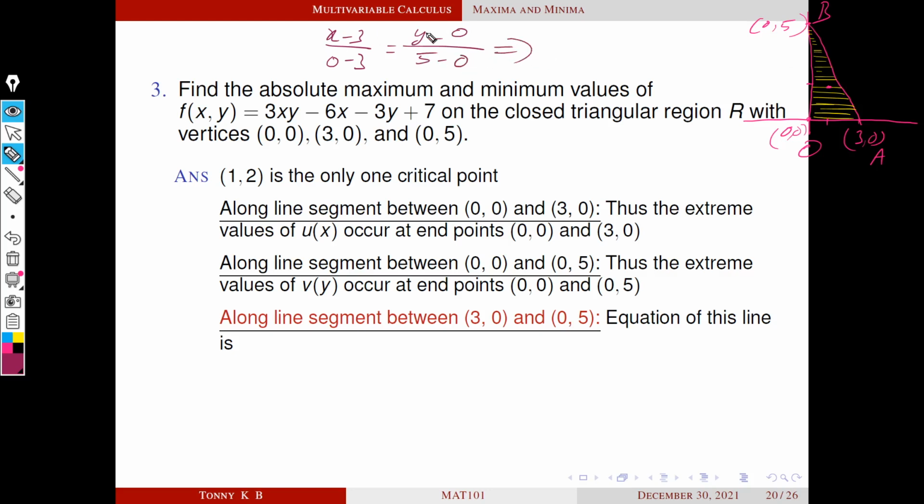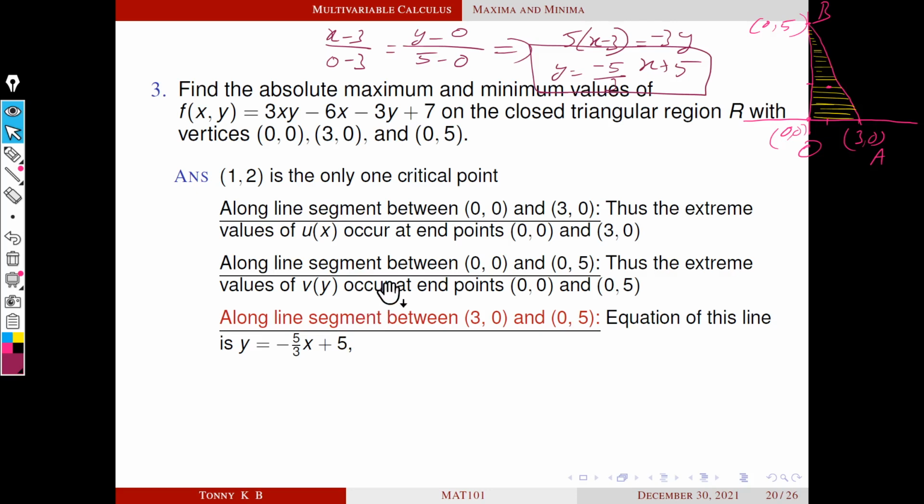Okay, then you can cross multiply and this becomes 5 times (x minus 3), right? That's equal to minus 3y. So what is y? y is equal to minus 5 by 3 x plus 5. So this is the equation of the straight line passing through (3, 0) and (0, 5). So the equation of the straight line is y equals minus 5 by 3 x plus 5.